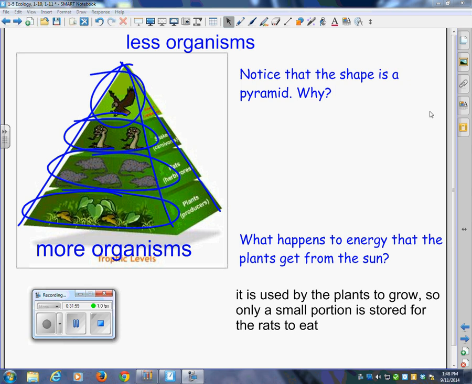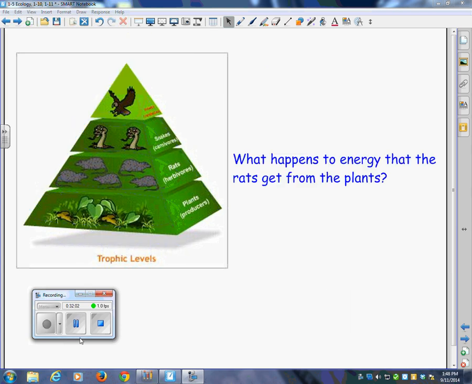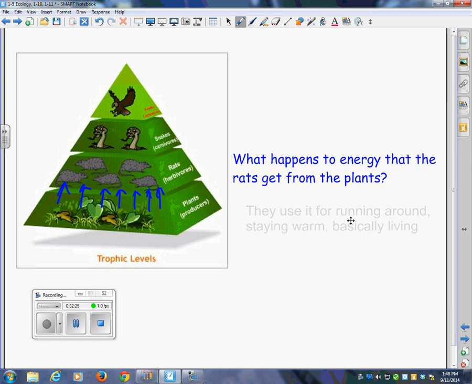I'll pause. What happens to the energy that the rats get from the plants? Right? All this energy here that the rats get from eating the grass or whatever they're eating, what happens to it? What do rats do? Rat stuff. They run around and make rat noises and chew holes in things. Rats have lives too, you know. Yeah, they use it for running around, staying warm, growing whiskers, basically living.